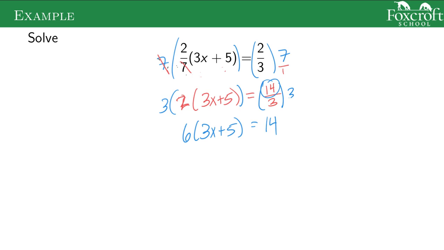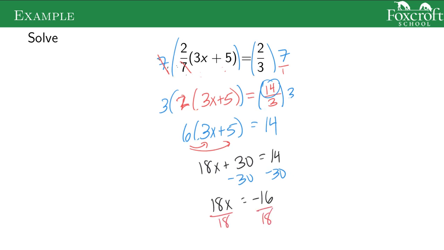Now the fractions are gone, and this just looks like any problem we would have solved as a general linear equation. So I simplify first, distribute that 6. That's going to be 3 times 6 is 18x. 6 times 5 is 30. Then I get the non-x term to the other side, so I'm going to subtract 30 from both sides. 14 minus 30 is negative 16. And then I divide by 18, because that's going to give me my x all by itself: negative 16 over 18. Both those numbers are divisible by 2, so I can write that as negative 8/9.